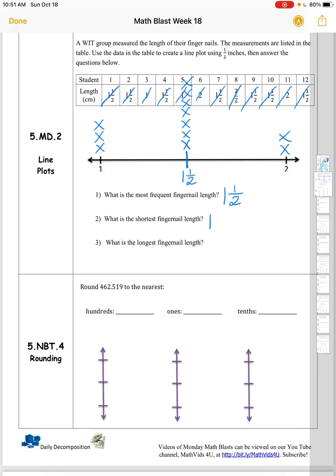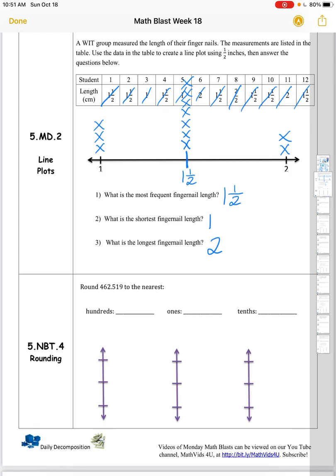What is the shortest fingernail length? 1. 1 inch is shorter than 1 and 1/2 or 2. And what is the longest fingernail length? In this case, it would be 2. 2 is our longest length.